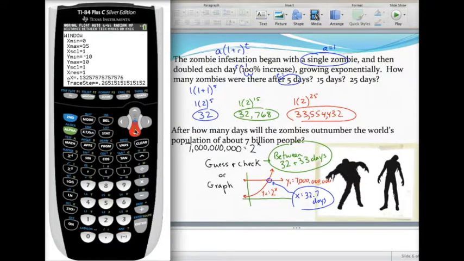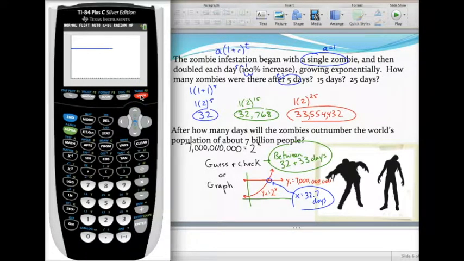For your y, your output, I know how high this graph needs to go. Since it represents a population, I'm going to start from 0 because I can't have negative population, and it needs to go up at least as high as 7 billion, so let's just go up to 10 billion. So I've got the 10 in there, so let's add 9 zeros after that. 1, 2, 3, 4, 5, 6, 7, 8, 9. And I think I got enough in there. Let's hit graph and see if we can see our intersection point.